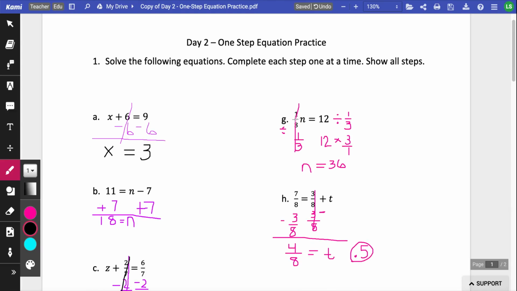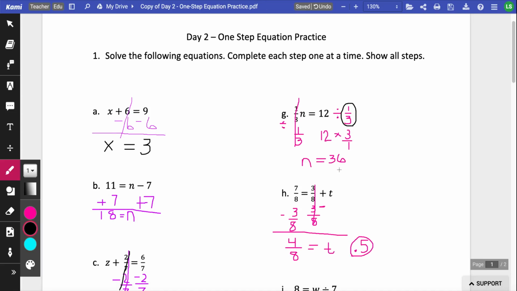Now this one was 1/3 n, which is multiplication. When a fraction touches a variable, it means to multiply. So here in pink, I showed 1/3 divided by 1/3 canceling out, and then 12 divided by 1/3 to reach my solution. Now, in 6th grade, we've spent a lot of time talking about how dividing by fractions is very difficult, but we can multiply by the reciprocal, or sometimes we refer to this as keep, change, flip. So we keep 12 the same, we change division to its inverse operation, multiplication, and we use the reciprocal or the flipped fraction of 1/3 to get 3/1. And 12 times 3 is 36.